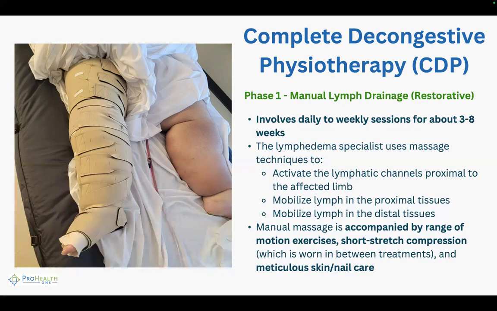They usually do that along with range of motion exercises. They use short stretch compression as part of this, and it's usually the first step, phase one, where they establish things to get that treatment going. And of course, as part of this, always pay close attention to your skin and your nails to make sure they're doing very good skin and nail care.